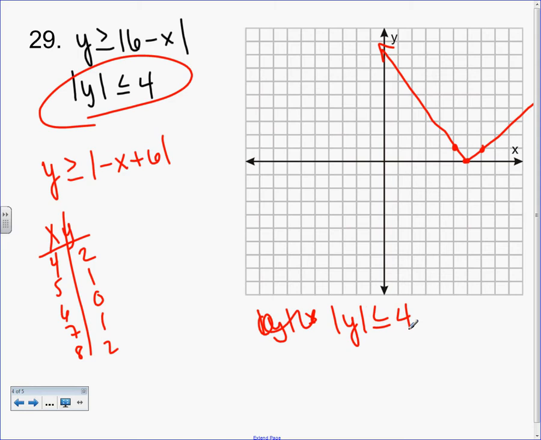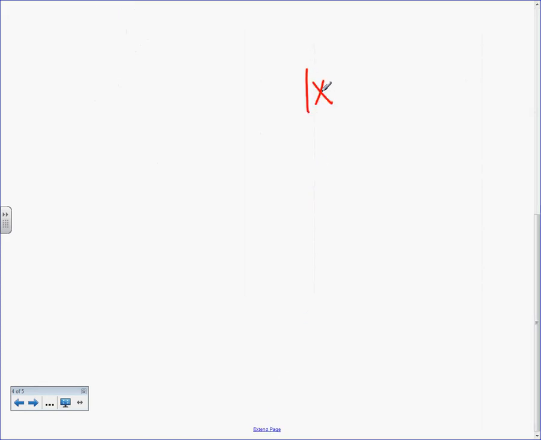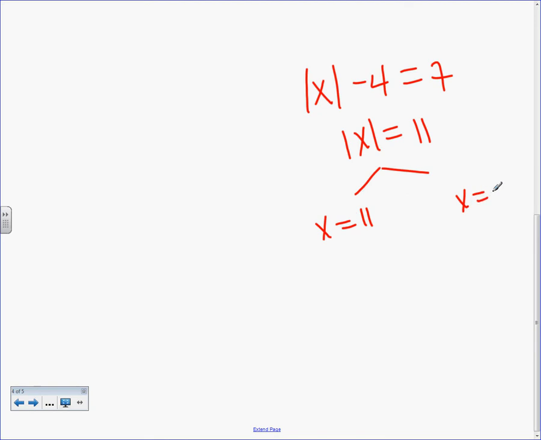How do I get rid of absolute values? Anybody remember? Back when we had... what'd you do? Get the absolute values alone. So add 4, right? So what's that? 11. And then what did you do? Remember? 2 equations? Do you guys see what I'm saying? That's what we have to remember, right?